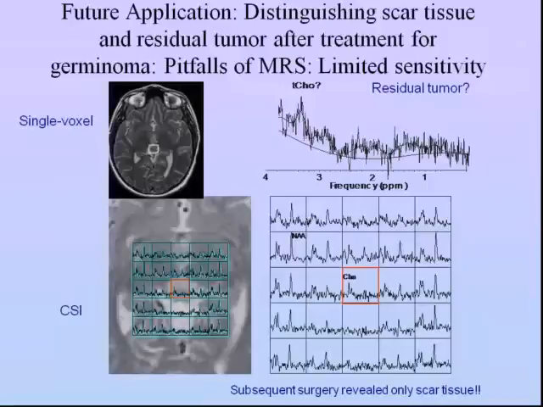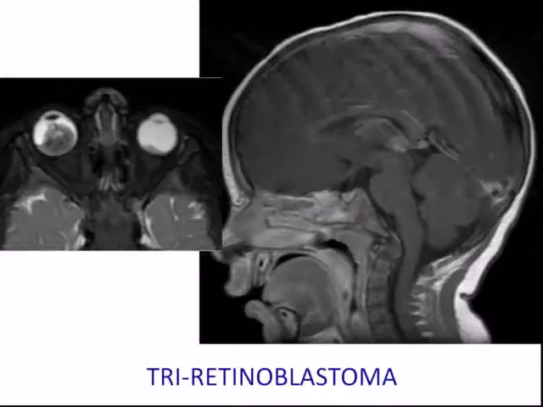This was just one example of a case that I did for Dr. Finley, trying to figure out was there scar tissue or residual germinoma. And it was difficult. I couldn't see a lot of NAA. There was some choline. I couldn't be definitive, and it turned out this was scar. So sometimes you're limited. You just can't always apply some of the advanced techniques.